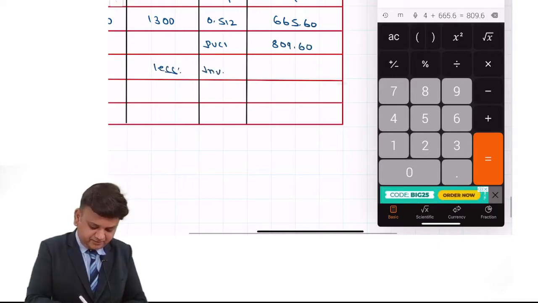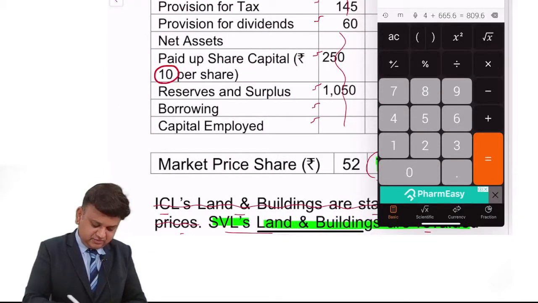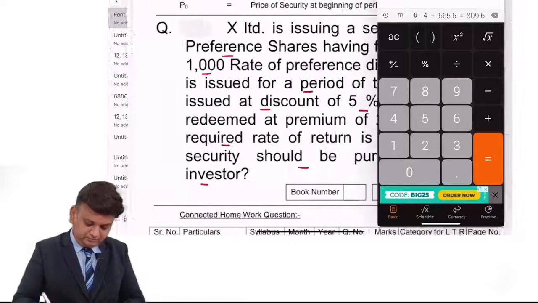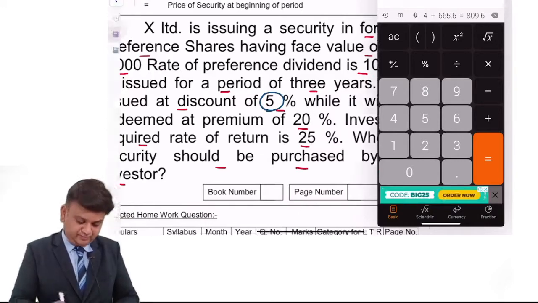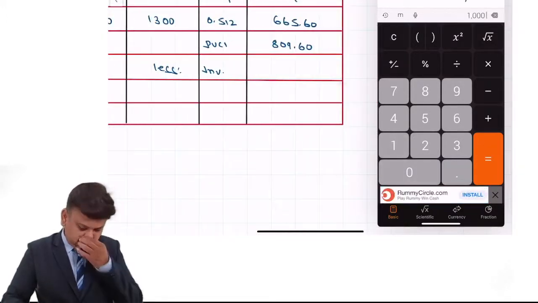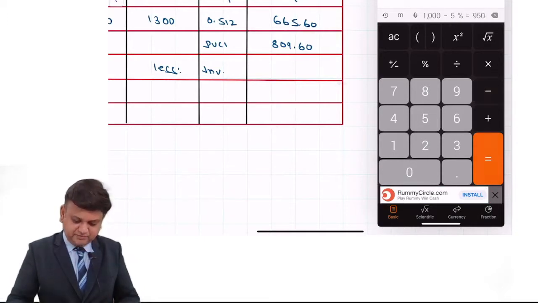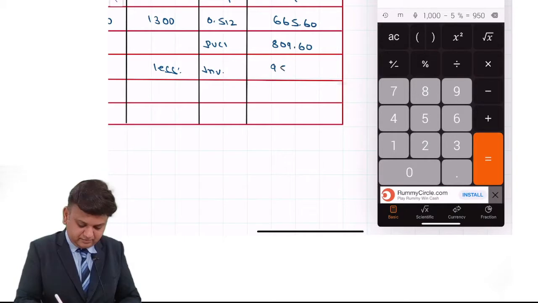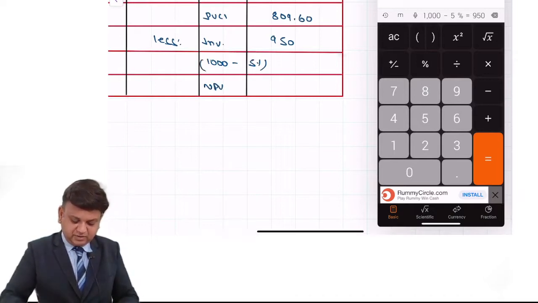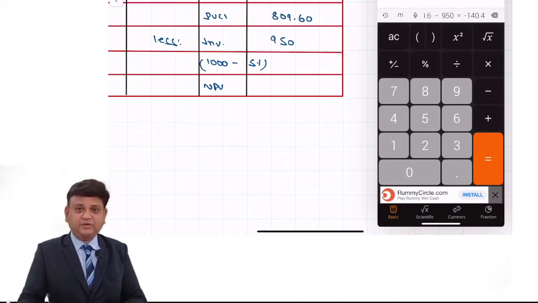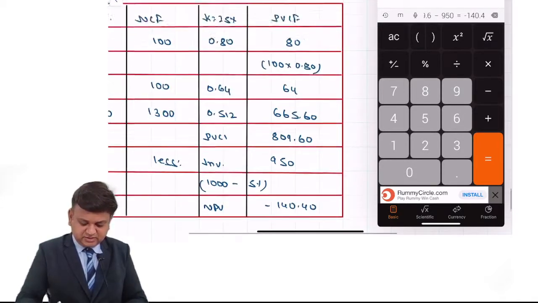Less investment. The question is providing the information that the security is issued at 5% discount. So we understand it is 1000 minus 5%, that comes to 950. That is the price at which the security is issued. And based on that NPV can be calculated. 809.6 minus 950 comes to minus 140.4. As NPV is negative, the investor is advised not to buy the security.